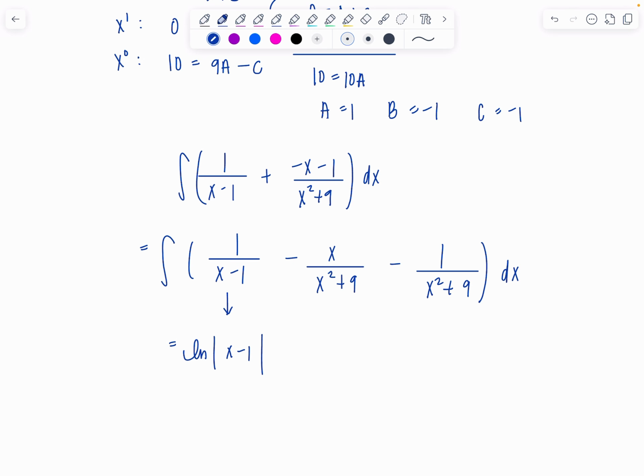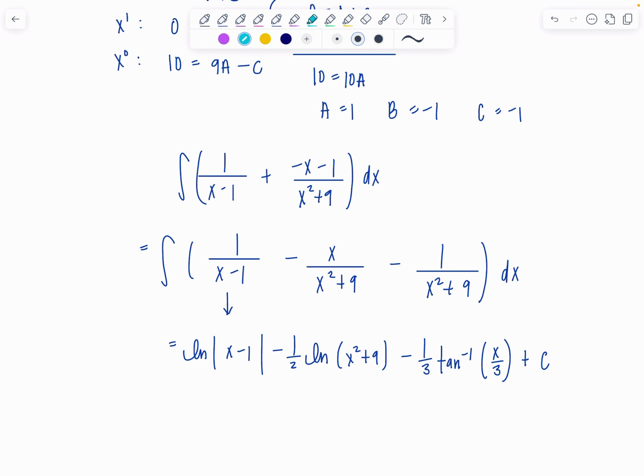A lot of them now don't need to do an actual u sub. They just know it's 1/2 ln the denominator minus, and then this is 1/3 tan inverse x over 3 plus c. Oh, c, not 3. They rhyme, but they're not the same.